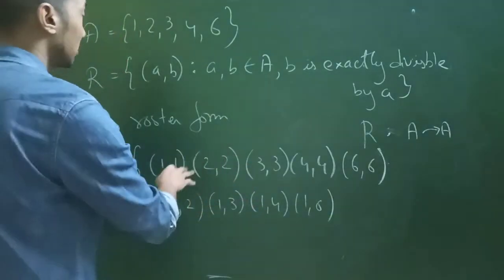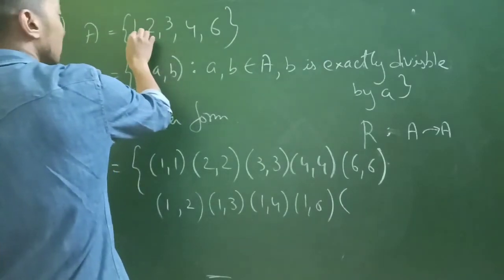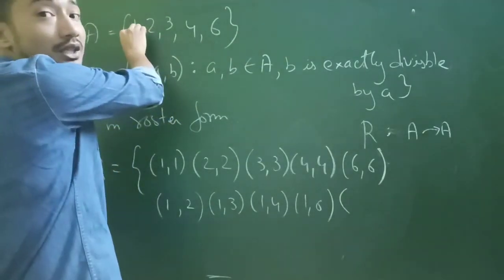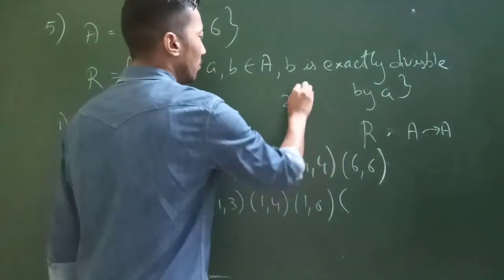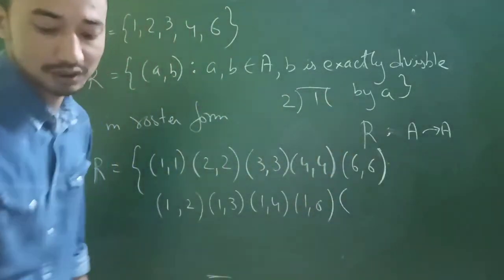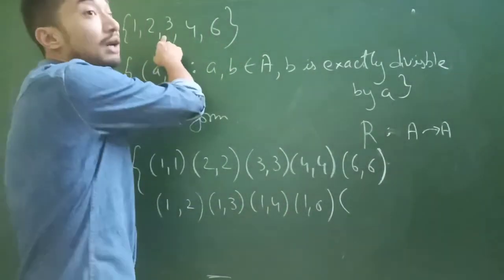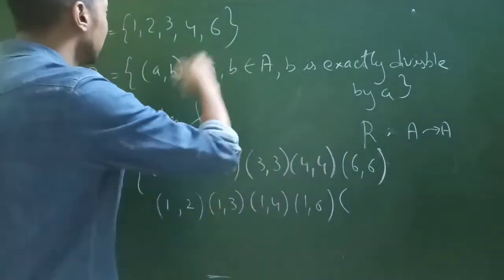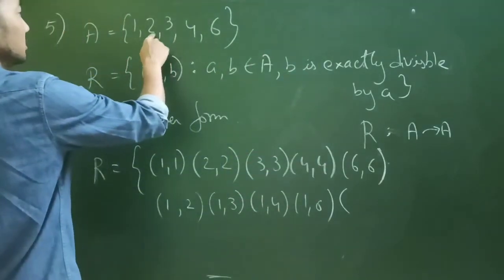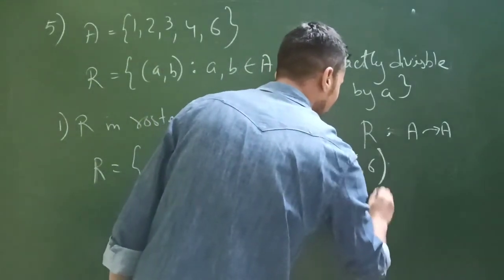Now 1 is done. Let's put the condition systematically. Can 2 divide 1? No, 2 cannot divide 1. Clearly 2 cannot divide 1 without going to decimals. 2 cannot divide 3 without remainder. 2 is not a factor of 3, and 3 is not a factor of 2. But 2 can divide 4.